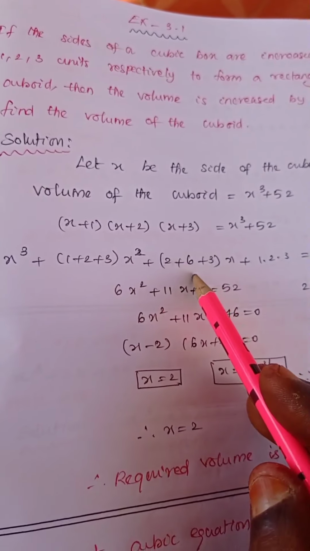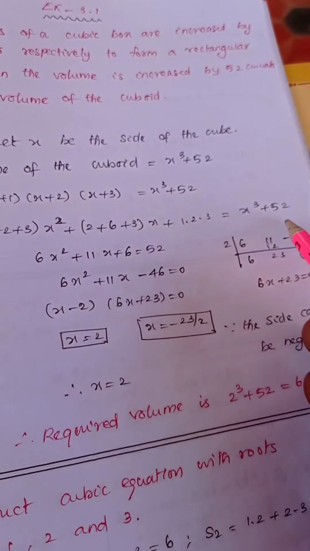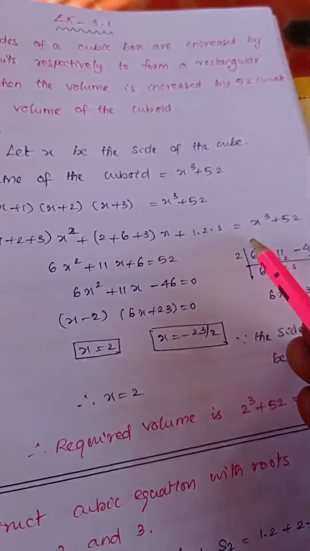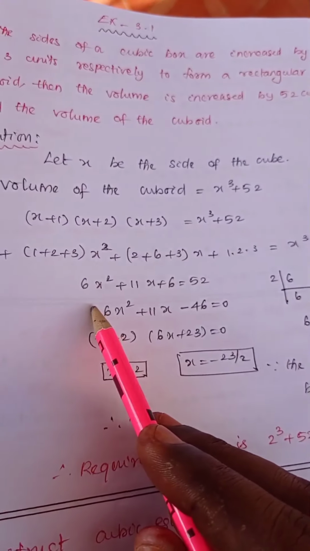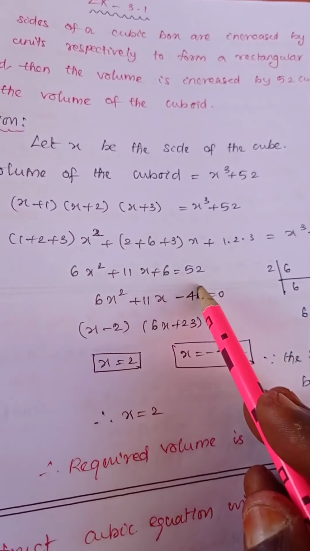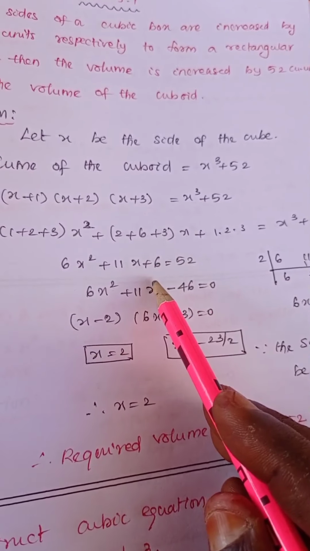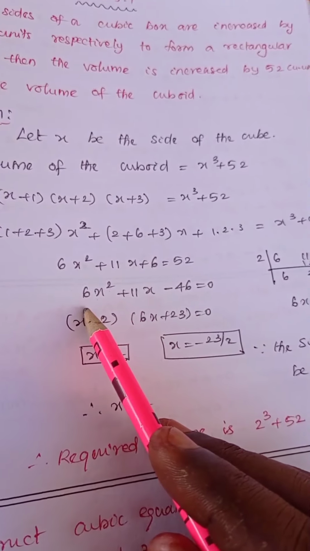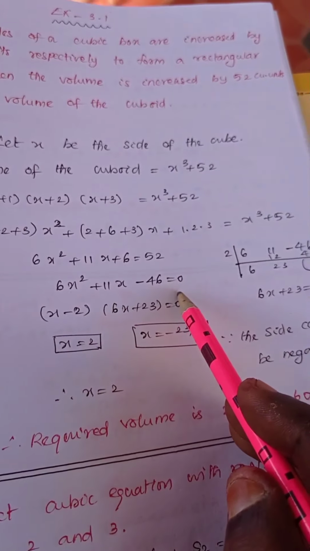+ (2 + 6 + 3)x + 1 × 2 × 3, which is equal to x³ + 52. This is given in the problem. Simplifying the equation, you get x³ + 6x² + 11x + 6 = x³ + 52. Bring the 52 to this side and simplify, and you get the quadratic equation 6x² + 11x − 46 = 0.